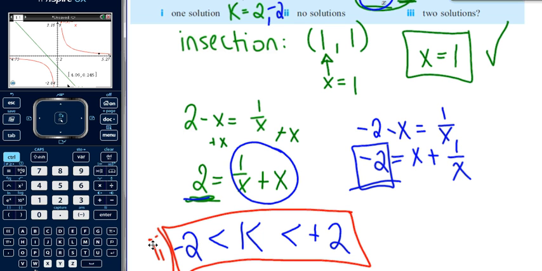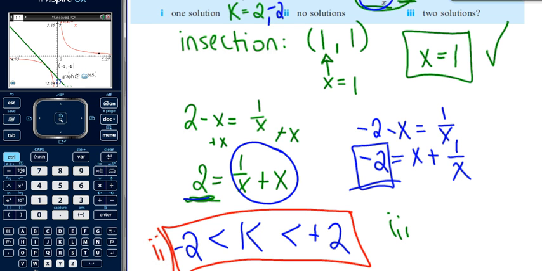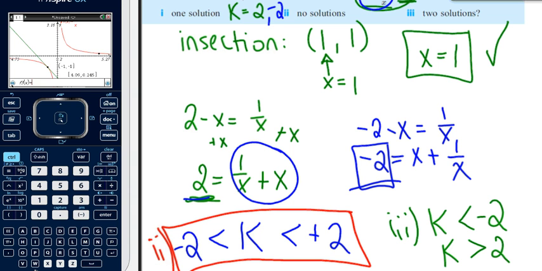Okay, and then 2 solutions. Well, if we get one solution when k is equal to -2 or 2, we're going to get 2 solutions when k is less than -2. Anytime we move that line anywhere in this region, basically, it's going to cross the red function twice. So part 3, when k is less than -2, or when k is greater than +2, we're going to get 2 solutions.